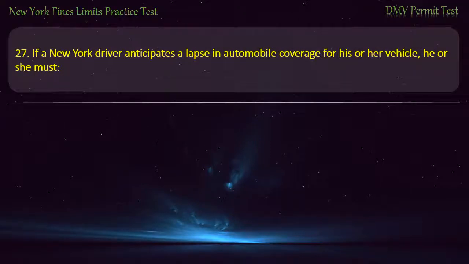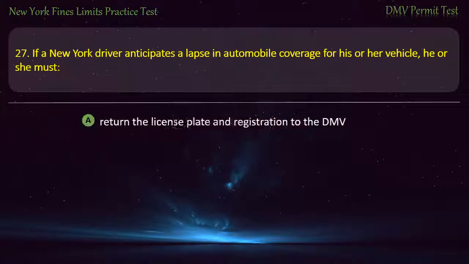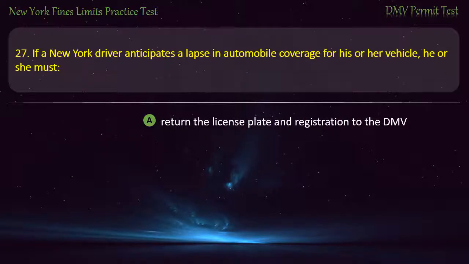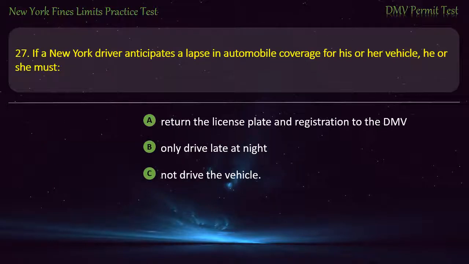Question 27. If a New York driver anticipates a lapse in automobile coverage for his or her vehicle, he or she must return the license plate and registration to the DMV. Only drive late at night. Not drive the vehicle. Relinquish the keys to a police officer. Answer. Return the license plate and registration to the DMV.